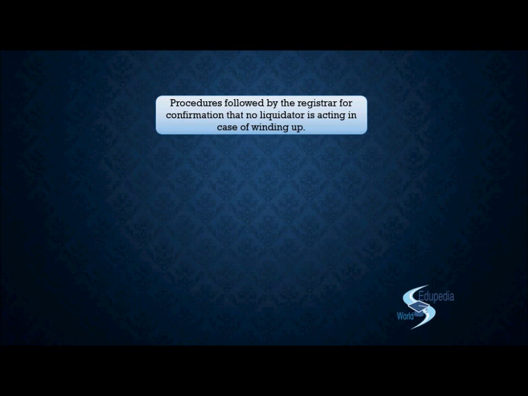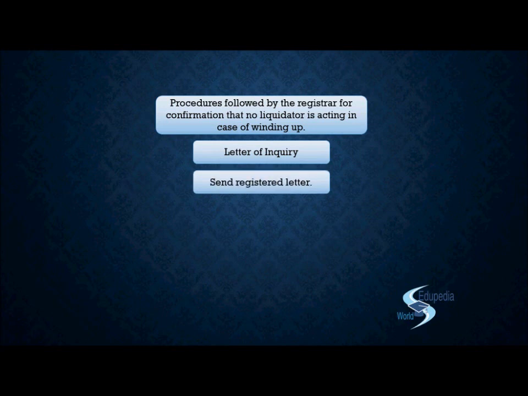So we'll see what are the grounds based on which the registrar would strike off the name of the company which is being wound up, which is in the process of winding up. So again in this case, the registrar would send a letter of inquiry initially, right, to the company that okay, we think that you are not performing, and requires a response, and then sends a registered letter, and then again requires the response and goes with the same procedure. Will it do so?